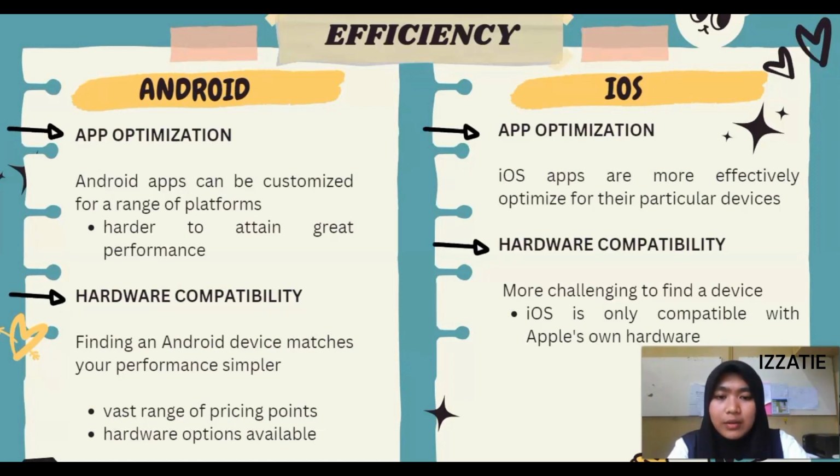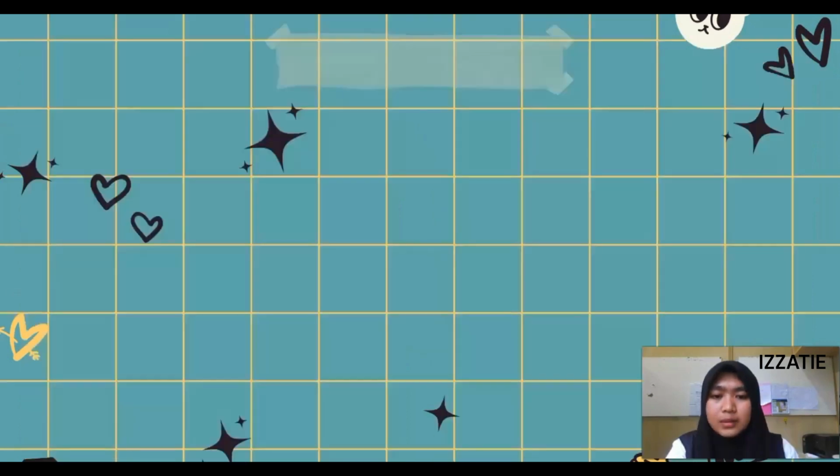Finding an Android device that matches your performance and efficiency requirements may be simpler due to the vast range of pricing points and hardware options available, while with iOS it is more challenging to find a device that satisfies the requirement for performance and efficiency, due to only being compatible with Apple's own hardware.